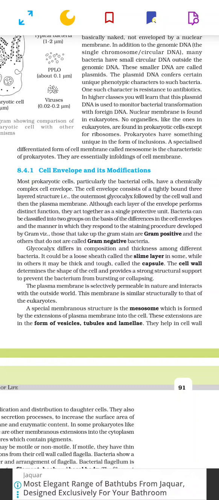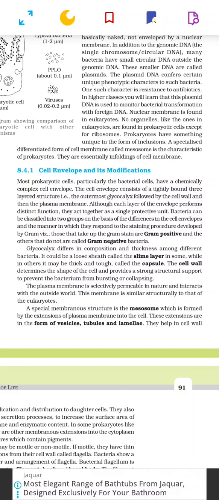Bacteria can be classified into two groups on the basis of the differences in their cell envelopes and the manner in which they respond to the staining procedure developed by Gram. Those that take up the Gram stain are called Gram positive, and others that do not are called Gram negative bacteria. Glycocalyx differs in composition and thickness among different bacteria. It could be a loose sheath called the slime layer in some, while in others it may be thick and tough, called the capsule. The cell wall determines the shape of the cell and provides strong structural support to prevent the bacterium from bursting or collapsing.